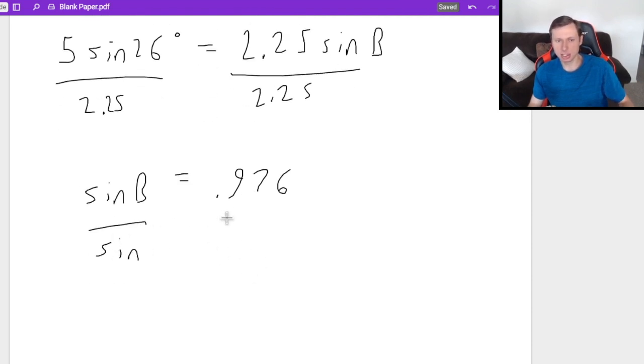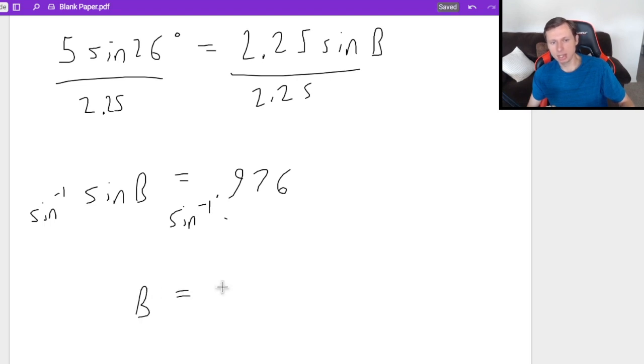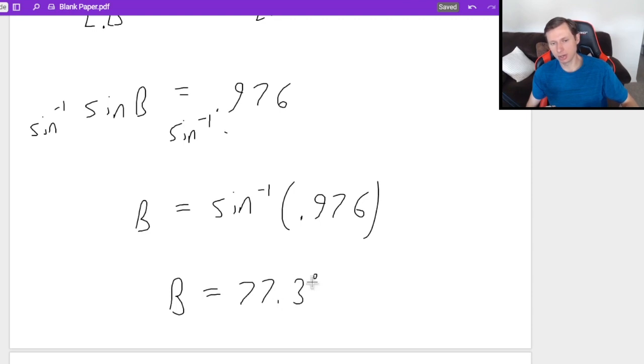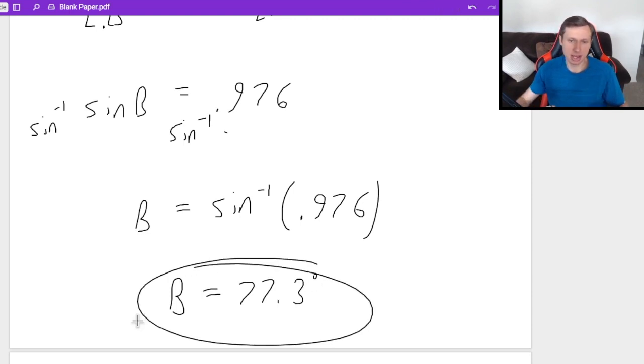And now if you want to solve for B, do not divide by sine. That doesn't make any sense, and your calculator will agree with me. Your calculator will say syntax error if you try and do that. So don't do that. That's silly. Instead, what I'm going to recommend we do is we take the arc sine of both sides. So in other words, B is going to be the arc sine or inverse sine of 0.976. And I plug that in my calculator, and we'll get an answer of 77.3 degrees. And there, now we have angle B.